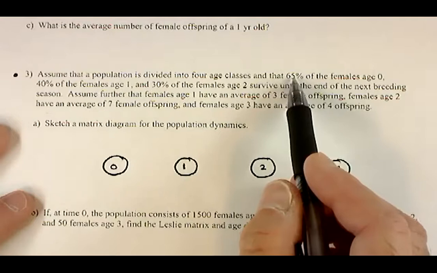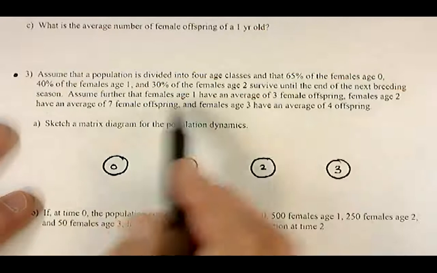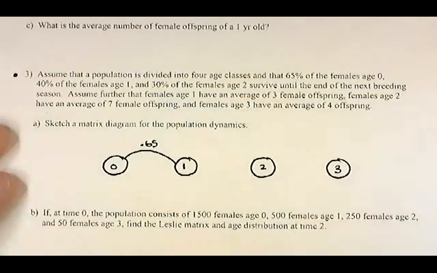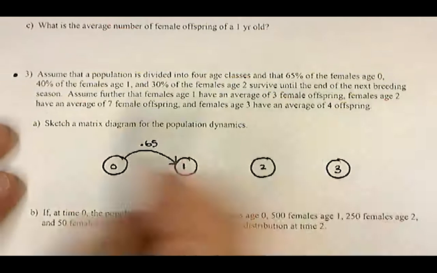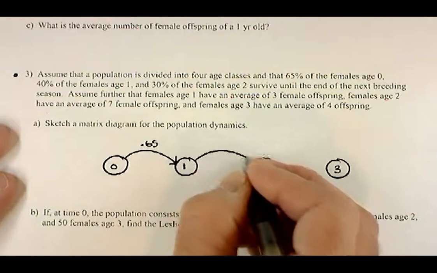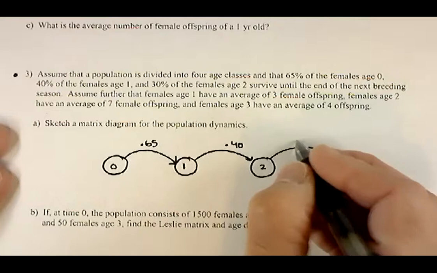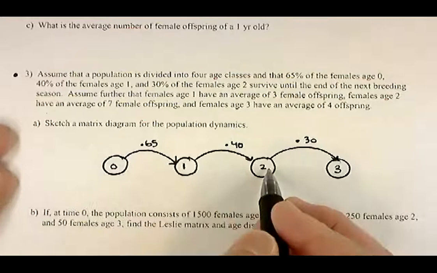Think about this. If 65% of the zero-year-olds survive to the next breeding cycle, that means the number of one-year-olds is coming from the number of zero-year-olds at a rate of 0.65, right? So we could have an arrow going like this. Similarly, 40% of the one-year-olds go to the two-year-old age classification, so this would be 0.4. And 30% of the two-year-olds go to their next age class. So that's 30% there, right? You're never going to skip, right? You can't go from zero-year-olds to two-year-olds in this context. You go to the next age class, okay?